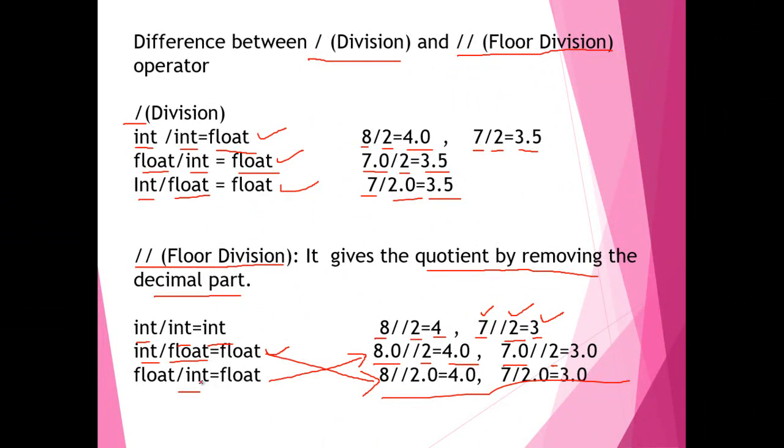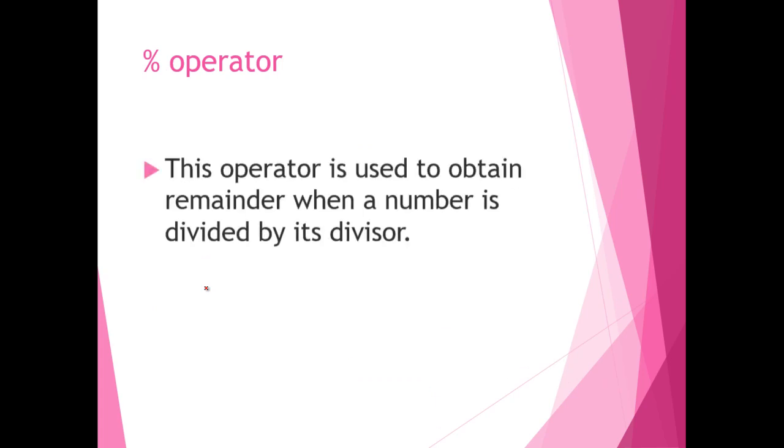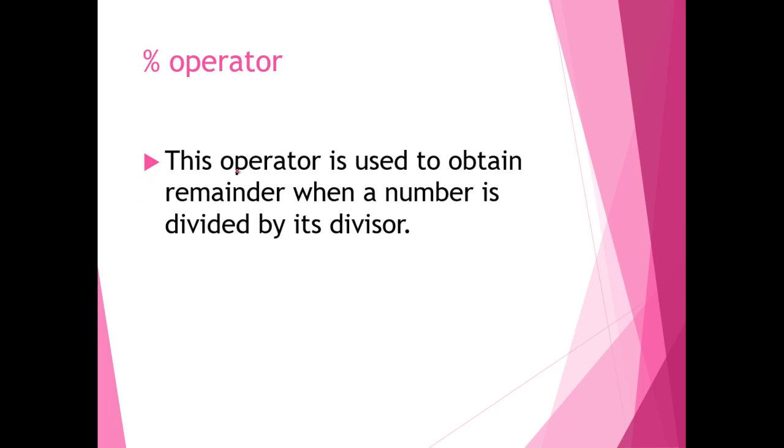So these are the division operator and the floor division operator, and there is one percentage operator with us. What result is given by this percentage operator? This operator is used to give the remainder when a number is divided by its divisor. Suppose we divide 7 by 2. You know that 3 twos are 6, so after the calculation we get the remainder as 1.